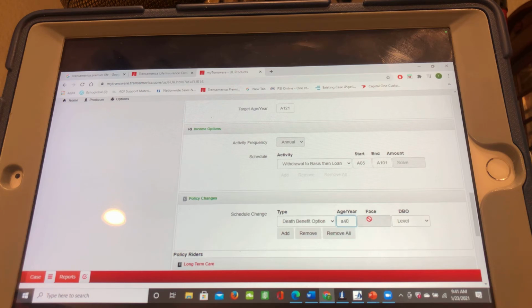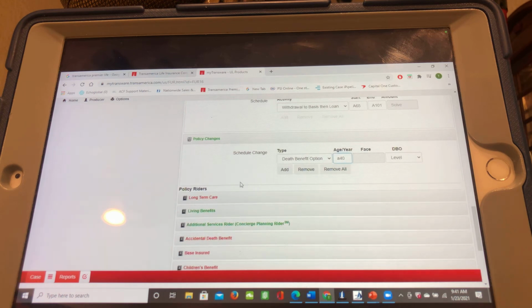Okay, we're going to level it out after 40 because we stopped putting cash in. So we don't want him to have to pay for more cost of insurance. He's now putting more cash in, okay? We're good upon that? Yeah.